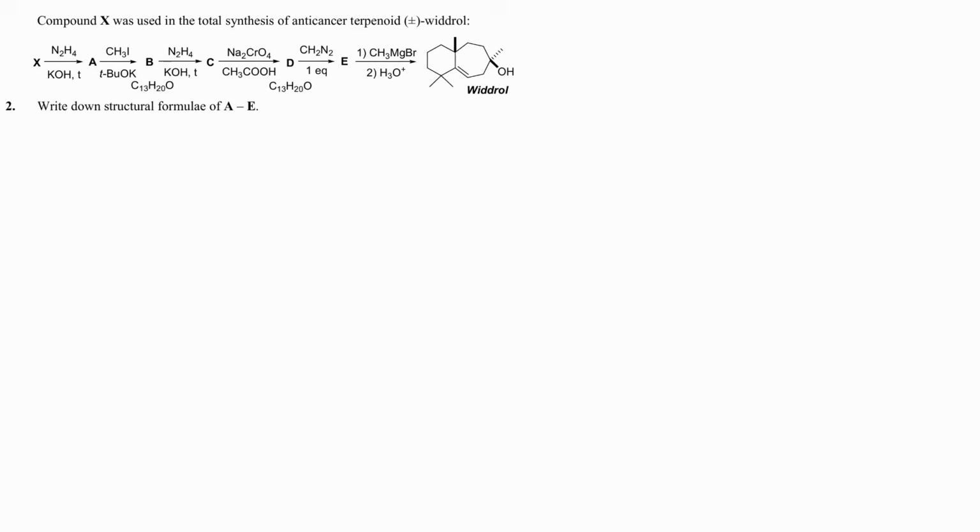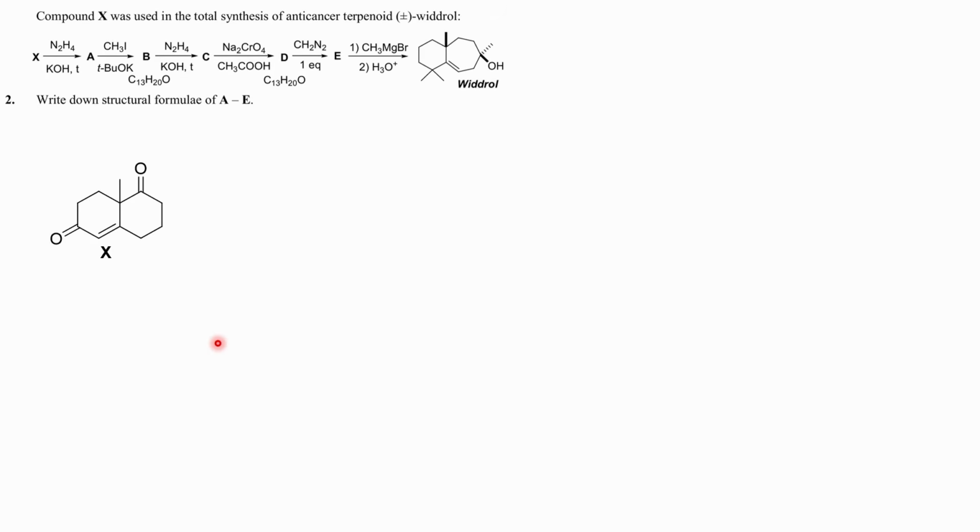So let's start with X, and here we go to A easily because it's Wolff-Kishner reduction. There are 2 CO groups, but this CO is more reactive compared to this carbon-oxygen double bond, because that one is conjugated to a double bond, so it's relatively more stable. It will not want to react. And always remember, reactivity and stability are inversely proportional. If something is more stable, like in this case in a conjugated pi system, that means it's less likely to react.